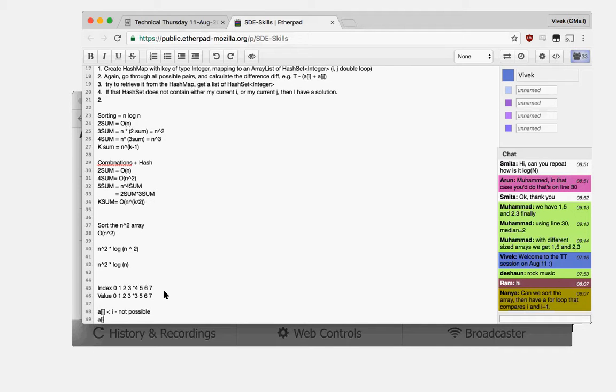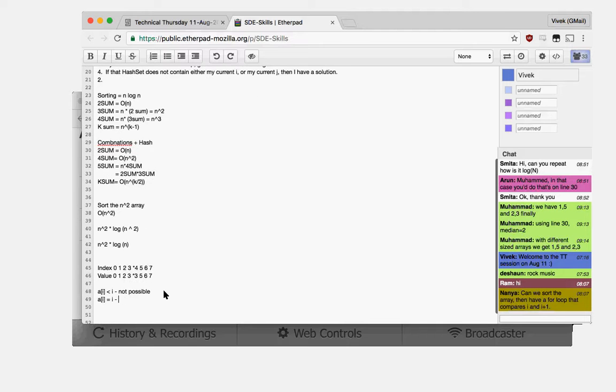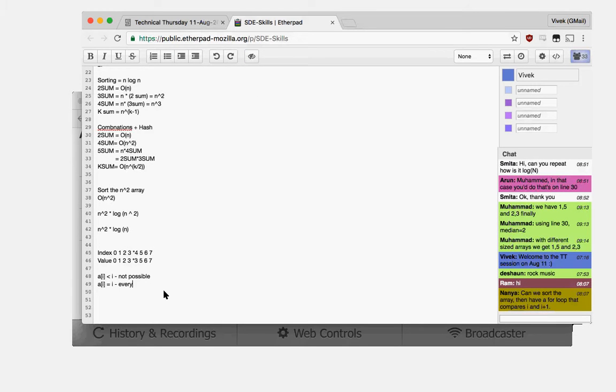Okay. A of I can be equal to I, right? What does this mean? Then there's nothing missing. Nothing missing to the left. Right. Everything is right. Which means now you can just repeat the same binary search operation on the right half of the array.